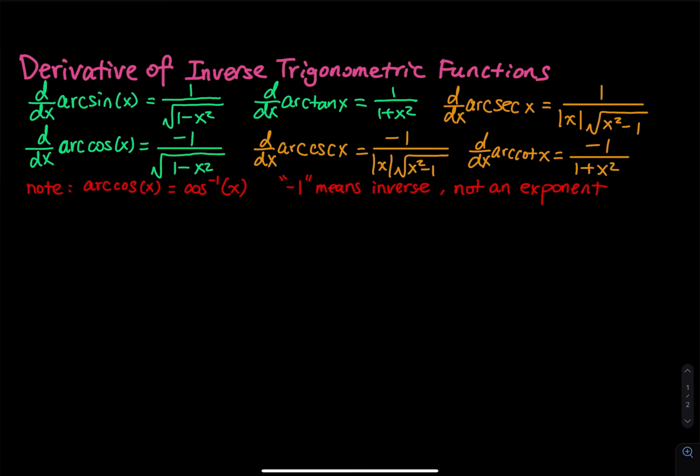So for arcsine, the derivative of that is 1 divided by the square root of 1 minus x squared. The derivative of arc cosine is similar to arcsine, except the top is -1.